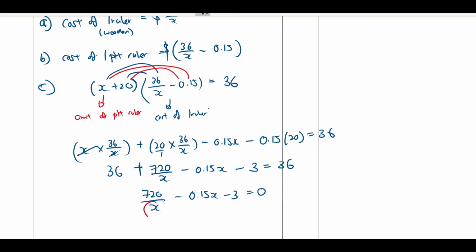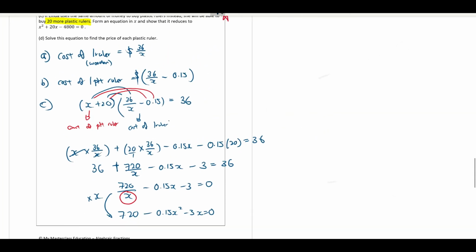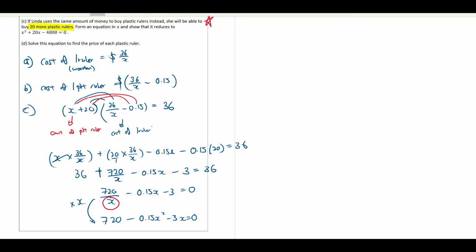I want to remove this x as a denominator, so I need to multiply x to everybody. 720 minus 0.15x squared minus 3x equals 0. Put it nicely all to the right side, because you see my x squared is negative 0.15x squared, I want it to be positive. So 0.15x squared plus 3x minus 720 equals 0.